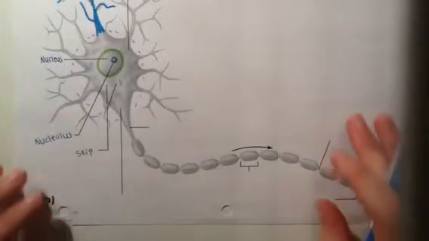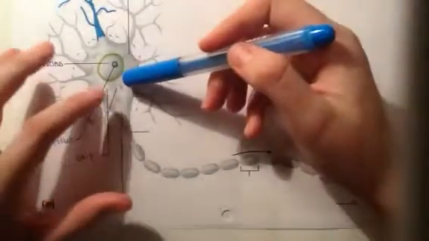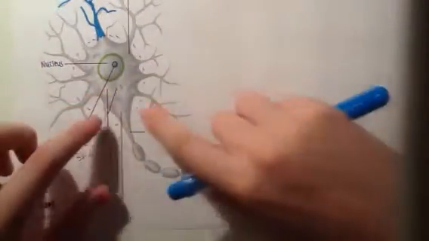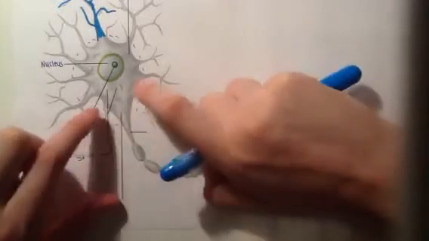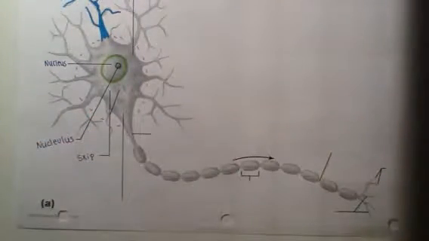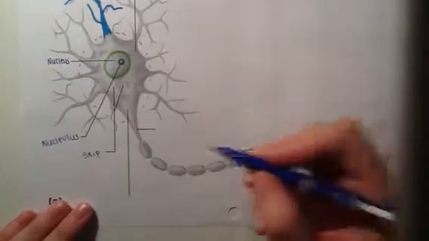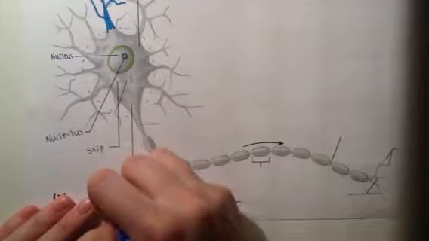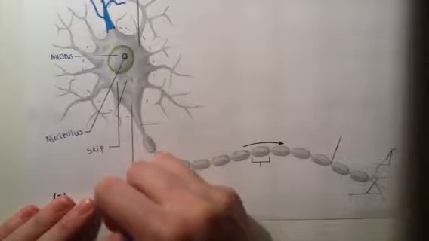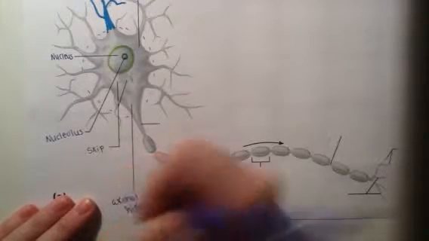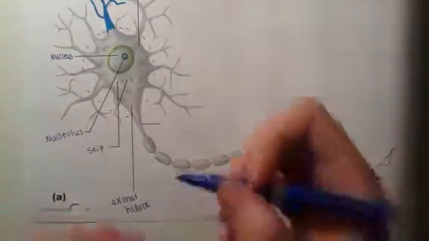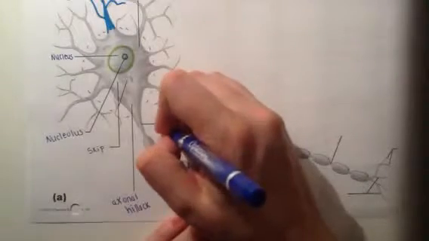Okay, where the cell body reaches the axon, there's this little narrowing part right here, like the neck of the cell body, and that's called the axonal hillock. It's this long line here. So the axonal hillock, and that's just basically where the cell body attaches to the axon.